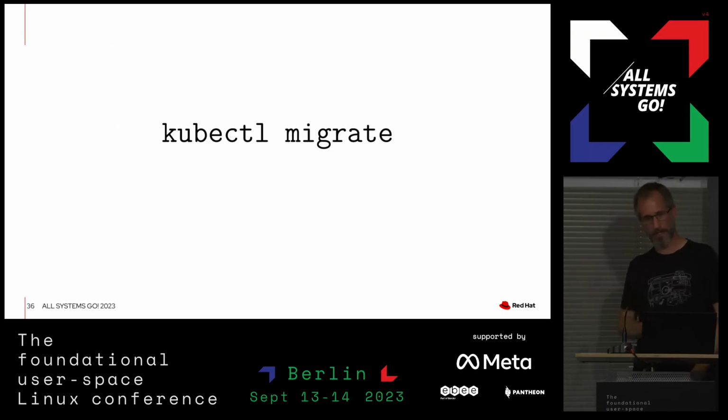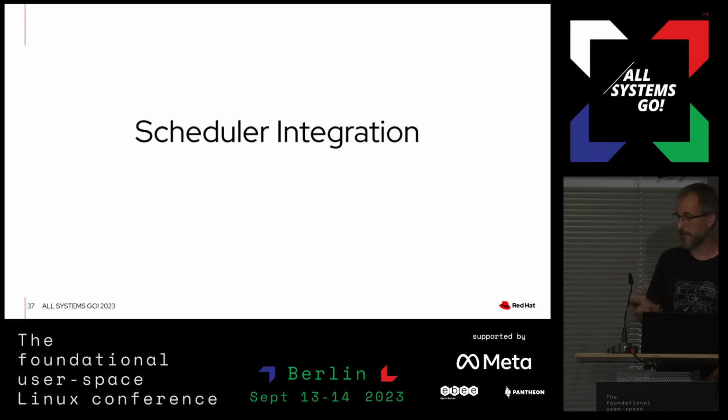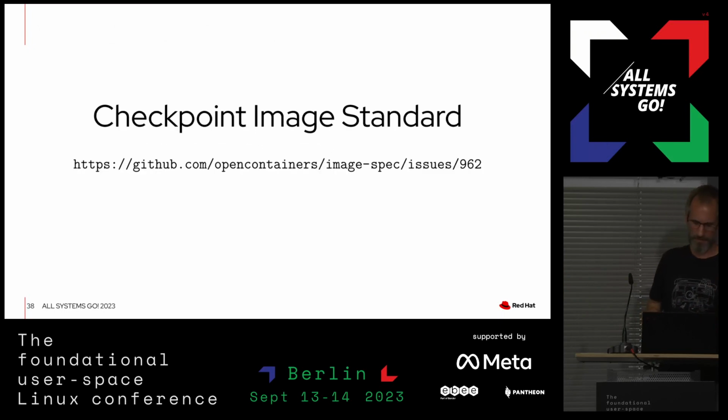Then maybe if we can checkpoint restore containers natively in Kubernetes, then we can do kubectl migrate. Maybe there's a scheduler integration at some point, so it will do things like the Borg container engine: if resources are getting low, priority containers are moved somewhere else. Then I started some time ago an effort to get the checkpoint image standardized.